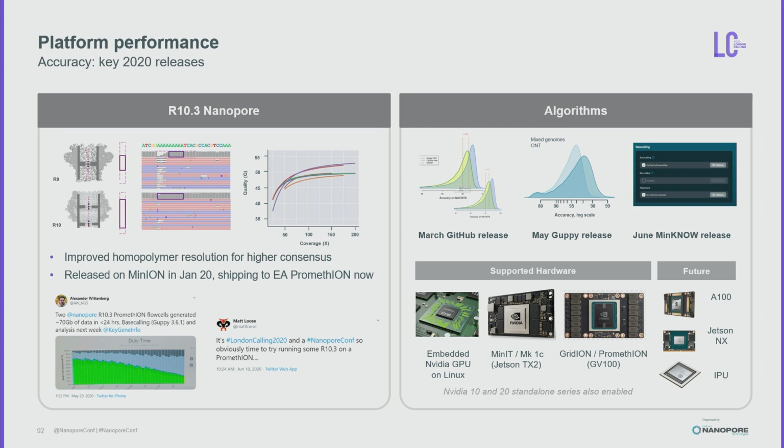As well as looking at the accuracy of our algorithms, we always have to keep in mind the speed. And with that, we work incredibly well with partners such as NVIDIA. And earlier this month, we've enabled users who have their laptops, if they've got a Linux laptop, to plug into the GPU that they have there to accelerate their analysis. But also we then have all of the cards that are embedded inside our products, like the TX2s and the GV100s. And we're very excited by things like the A100s and Jetson NX for future products.